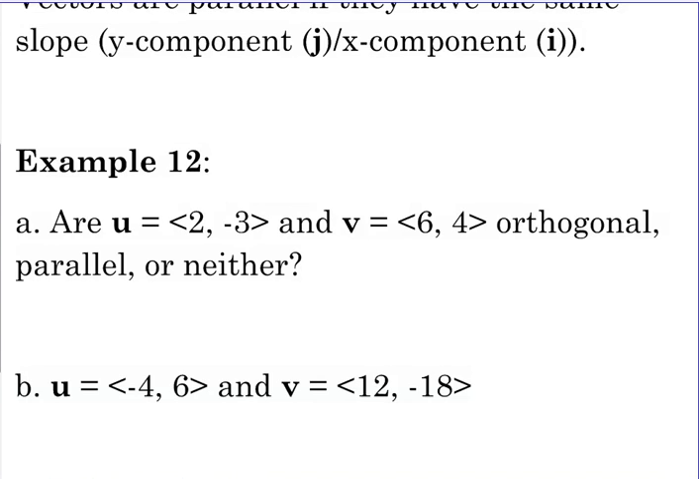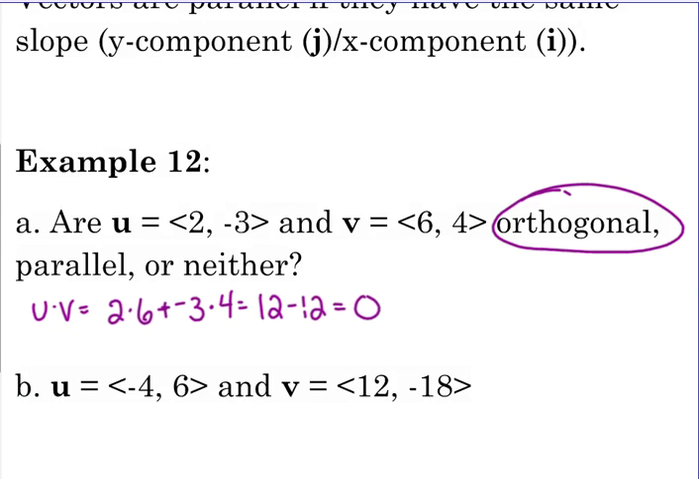So let's check that first example there. The vectors 2, negative 3 and 6, 4. We want to see if it's orthogonal, so we find the dot product. 2 times 6 plus negative 3 times 4. We get 12 minus 12, so it's 0. So those two are orthogonal because the dot product was 0.